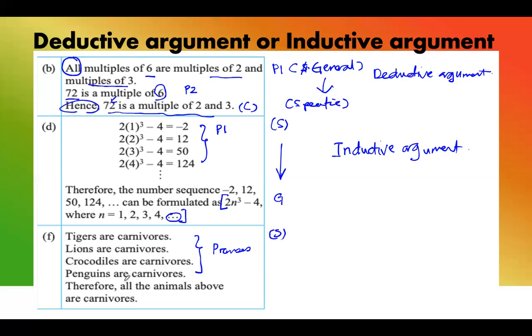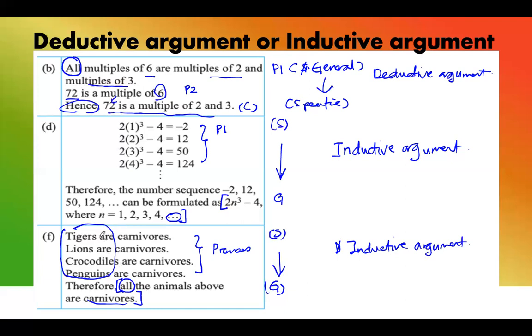Then our conclusion, this is all the conclusion. You see the conclusion, using all here. Here also all. So all the animals above, so we are talking about these animals, are all carnivores. So this is general. So specific to general, this is an inductive argument. So something crossed my mind, that's why I think about deductive. All right. So okay, is it true here?